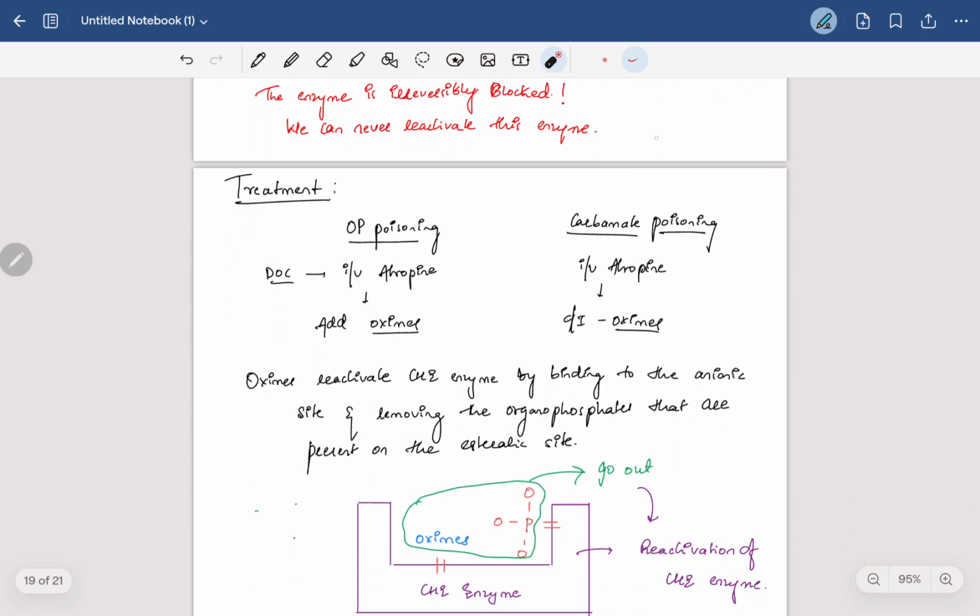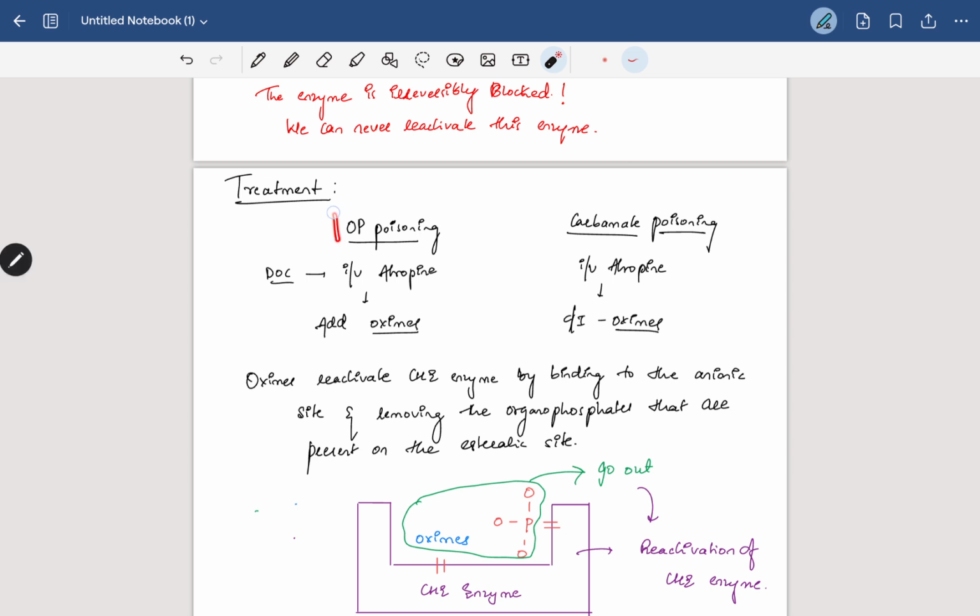Now we have learnt about the symptoms, we have learnt about the mechanism. Now we are going to see the treatment. How are we going to treat organophosphate poisoning as well as carbamate poisoning? In both of them, the first drug of choice will be IV atropine. We have to give IV atropine. What is atropine? Atropine is an anticholinergic drug which will go and block your M receptors, due to which the action of acetylcholine is not seen. Okay, we will learn more about atropine coming up.